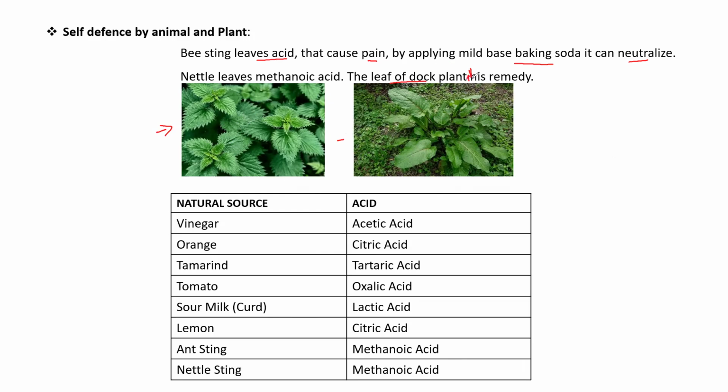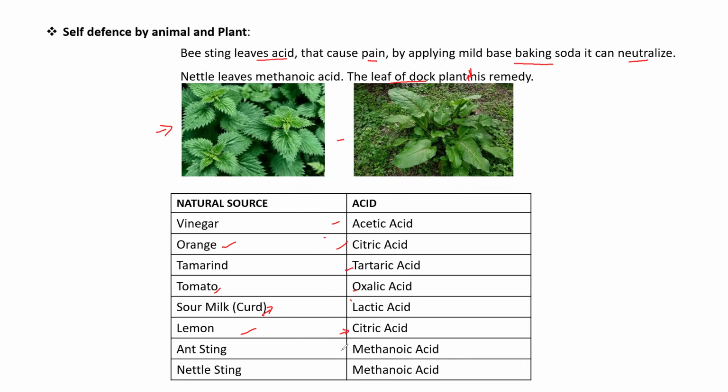So some substances are given for that. What are the acidic natures here? Like vinegar has acetic acid, orange has citric acid, which we use in daily life, tamarind has tartaric acid, T for T, like this you can remember. Tomato has oxalic acid, T and O. Sour milk or curd, which we use in daily life, has lactic acid, and you know about the lactobacillus bacteria also. Lemon, which we also use many times, has citric acid.